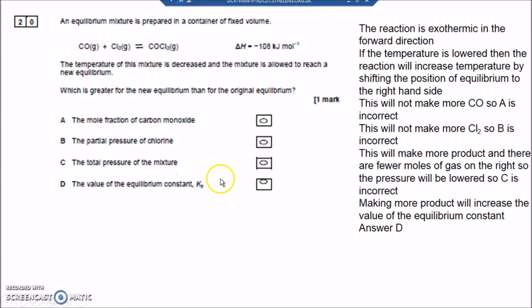So making more product will increase the value of the equilibrium constant, because the equilibrium constant is the amount of product divided by the amount of reactants, or the concentration of the products divided by the concentration of the reactants, or in the case of gases, the pressure of the products divided by the pressure of the reactants. And if you're making more product, then Kp, the equilibrium constant, will increase.